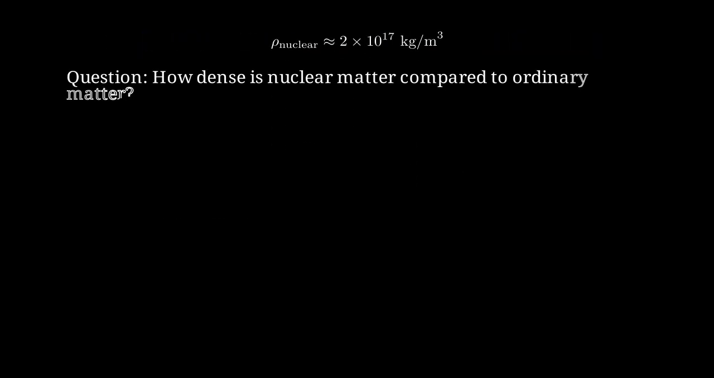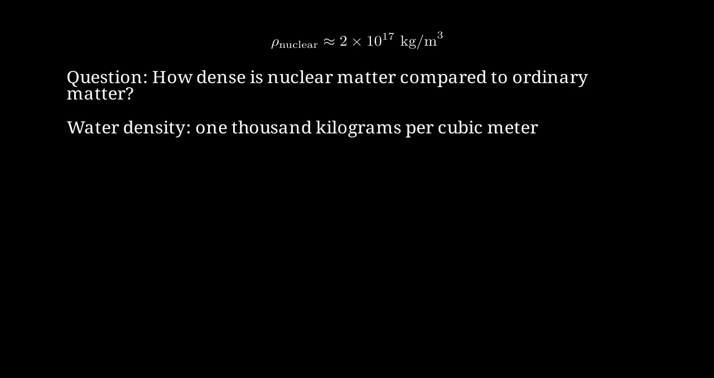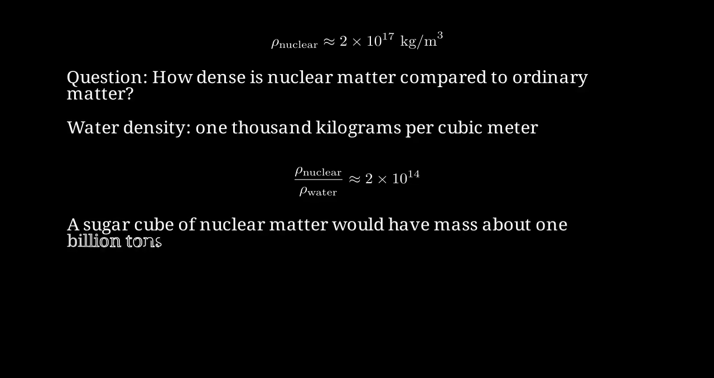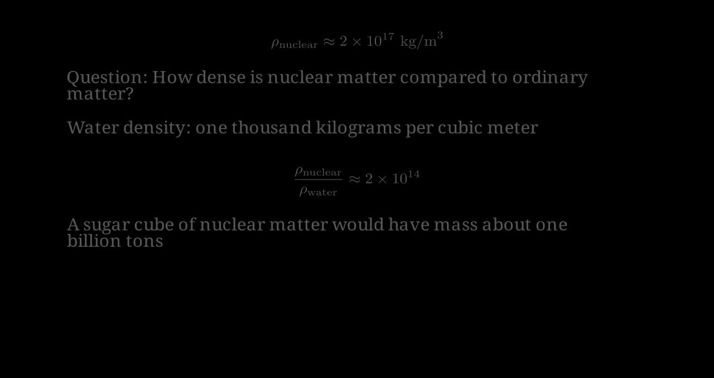Here's a question to grasp this. How does nuclear density compare to ordinary matter? Water has density about 1,000 kilograms per cubic meter. The ratio of nuclear density to water density is approximately 2 times 10 to the 14. Nuclear matter is 200 trillion times denser than water. To put this in perspective, a sugar cube of nuclear matter would have mass roughly 1 billion metric tons.